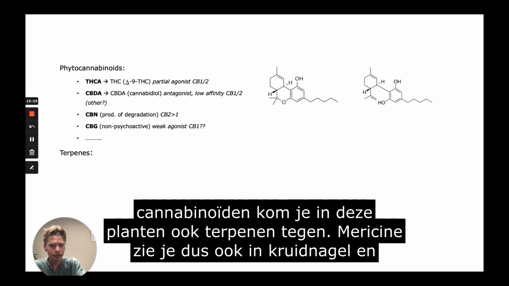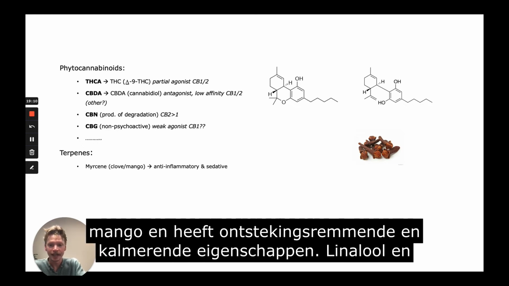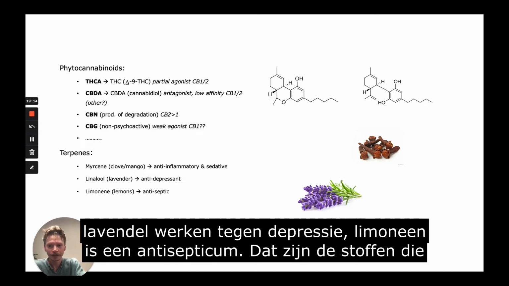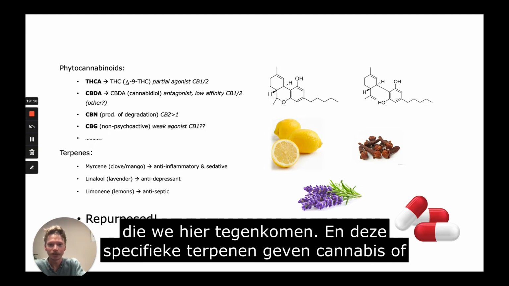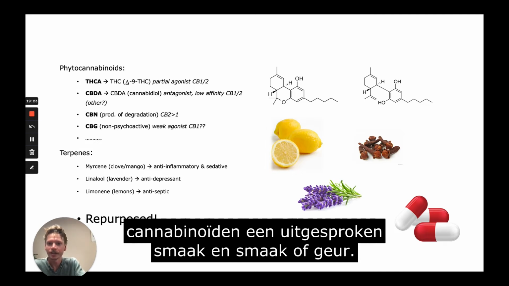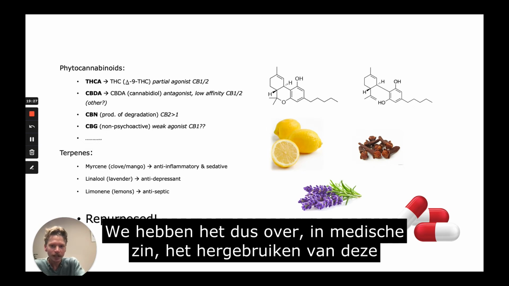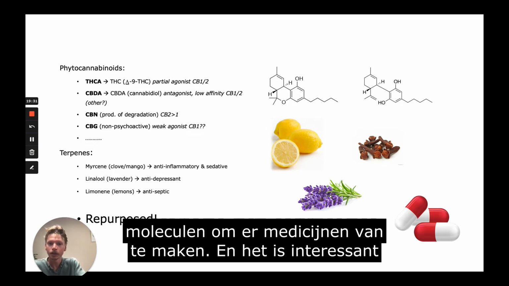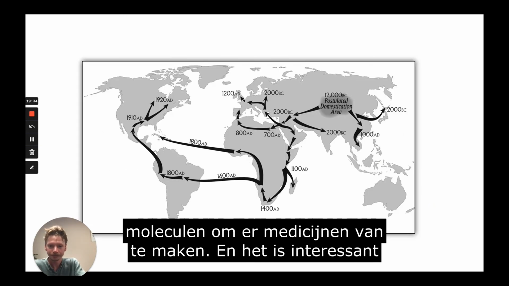In addition to the cannabinoids, you also come across terpenes in these plants. So myrcene, you see that in clove and mango as well, and it has anti-inflammatory and sedative properties. Linalool in lavender is antidepressant, limonene, antiseptic. These are things that we come across, and these particular terpenes give cannabis or cannabinoids a distinct taste, flavor or smell. So we're talking about, in the medical sense, repurposing these molecules to turn them into medicines.